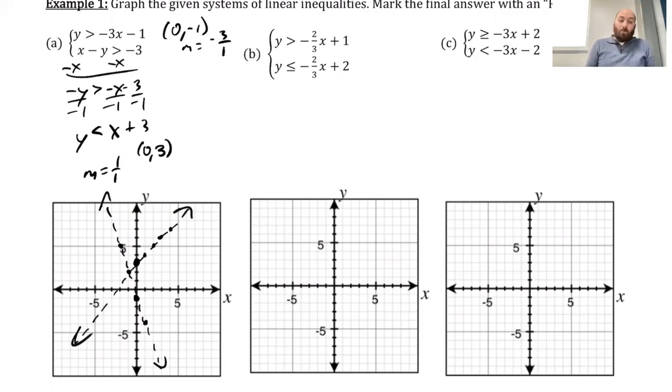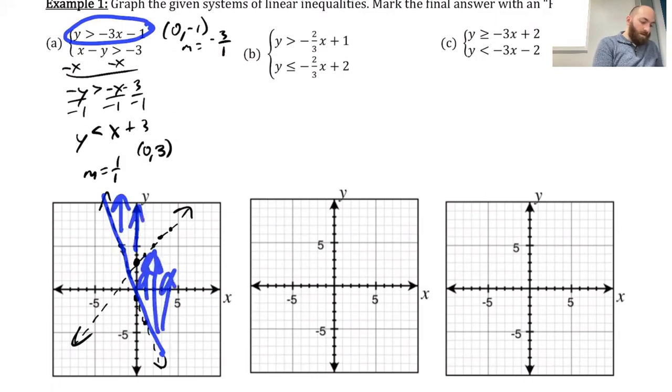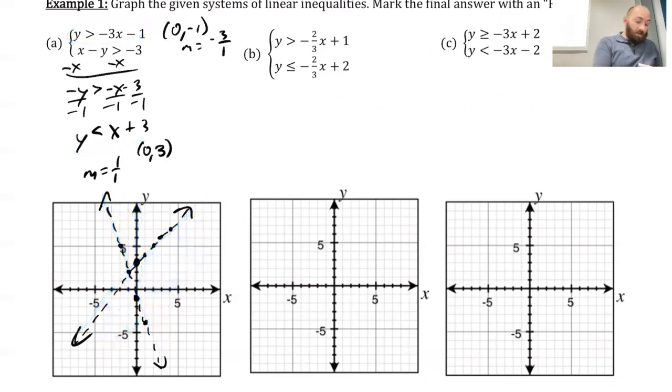Now, the shortcut is to make sure you understand where things go. When this one right here is greater than, that means that was this line. Greater than tells me you're going to go up. Okay, that's where that goes. The second equation was a less than. So for this equation here, less than goes down like this. Okay, so as a shortcut, you just have to understand where the shading should go.